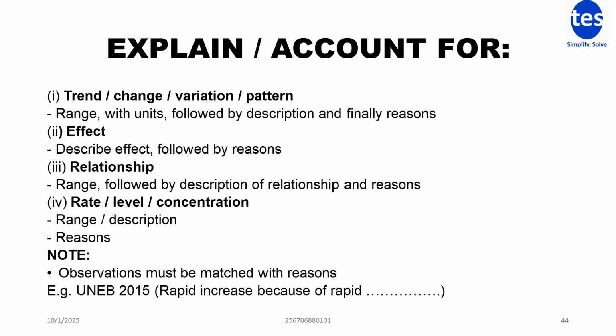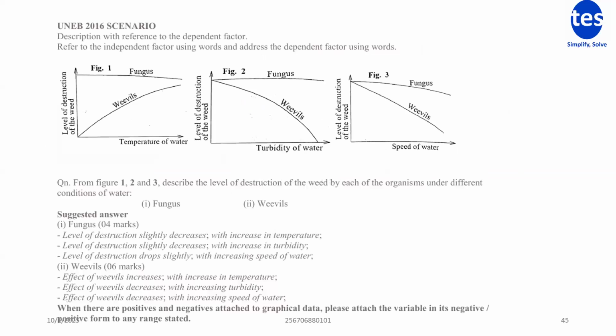Okay, so this was just an overview of some of the graphs. For example, the scenario of 2016. This one gives us a clear picture of people who say the x-axis is not labeled. So if the x-axis is not labeled, that's what we do. I've shown you how we could handle it. For example, if they ask you, from figure 1, describe the levels of destruction of the weed by each of the organisms under different conditions of water.